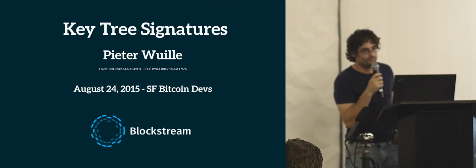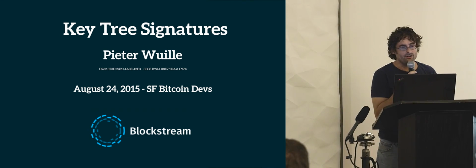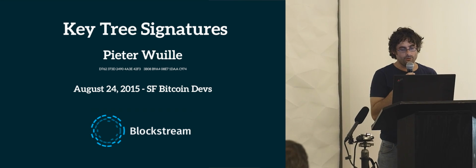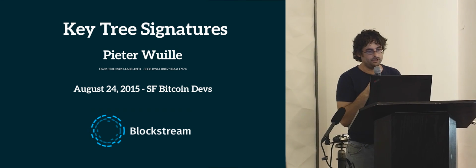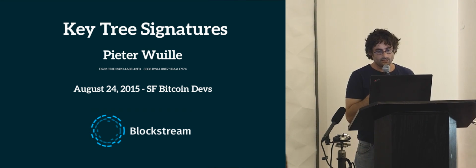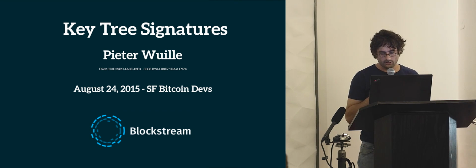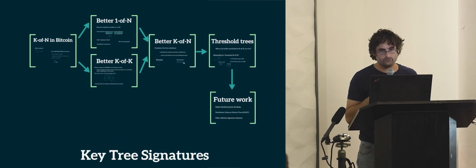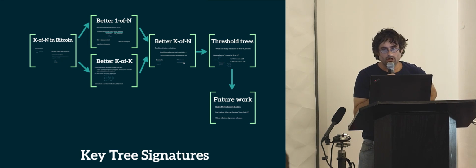As I said, for those who wouldn't know me, I'm Pieter Wuille. I've been working on Bitcoin Core for a while. Well, this is work I've been doing at Blockstream. So today I'll be talking about key tree signatures, which is what I've been working on the past few weeks. It's basically an improvement to the multisig schemes that Bitcoin and we want to support.